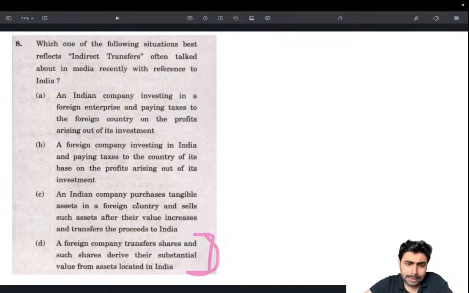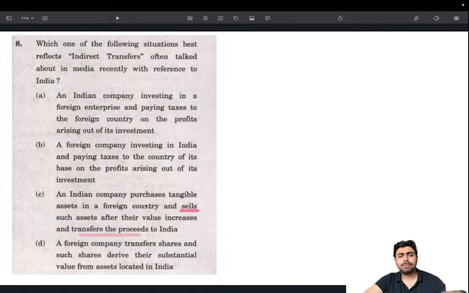Here also there is a transfer happening. An Indian company purchasing tangible assets in a foreign country and selling such assets, that's like outright selling after their value increases and transferring the proceeds to India. There is no indirect thing happening. This is very direct, that an Indian company buying something there like a building or an enterprise and selling it and transferring the proceeds. It's very direct. There is nothing indirect about it.